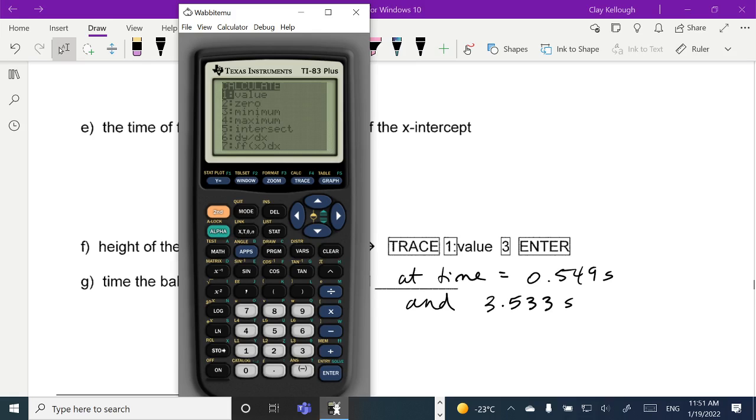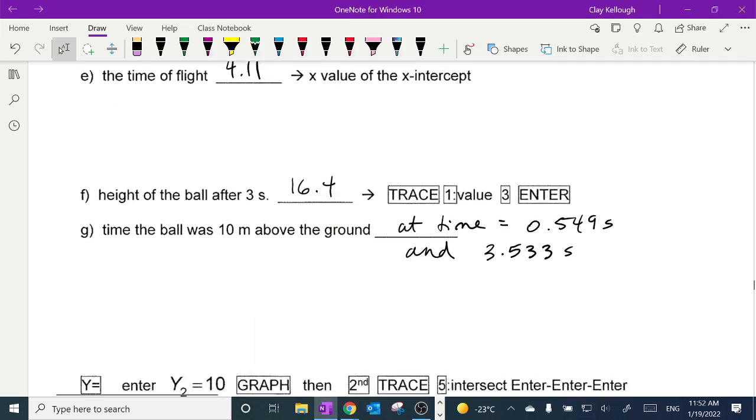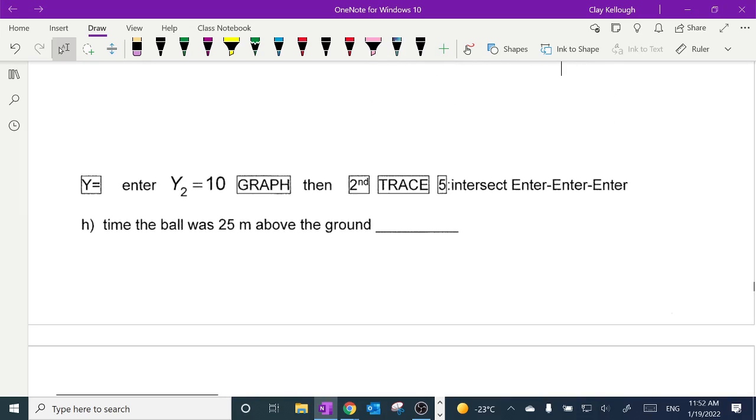Which of these things means where lines meet? Intersect. So then you go 5, and then, okay, first curve. Now get closer to where the lines meet that you want to find. So I want the left place where they meet, so I might even go past it. Hit enter, and then the second curve, and then hit enter, and it'll tell you the same numbers we just saw, 0.55, or 0.549. And then repeat the process, but move the cursor closer to the other meeting point, and it'll do it for you. And that's it.